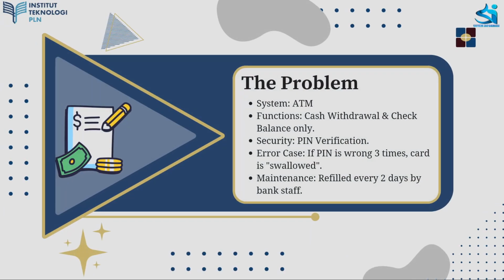Okay, so let's first take a look at the study case. The assignment was to design a use case diagram for an ATM system with a very specific set of rules. First, the main functions for the customer are only cash withdrawal and checking balance. This is an important constraint. It means we will not include other functions like fund transfer or bill payment.